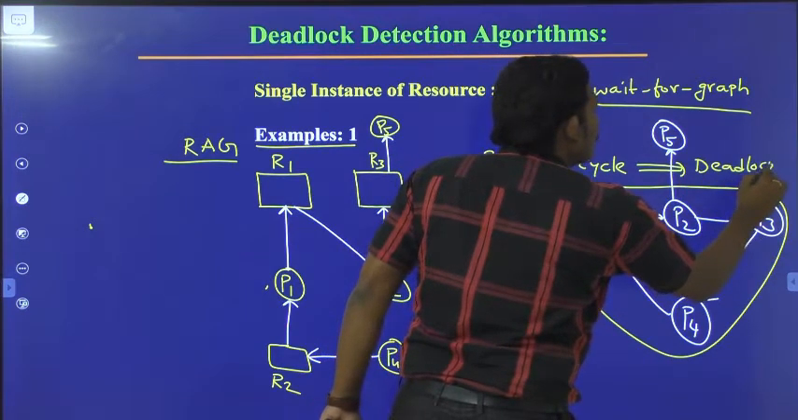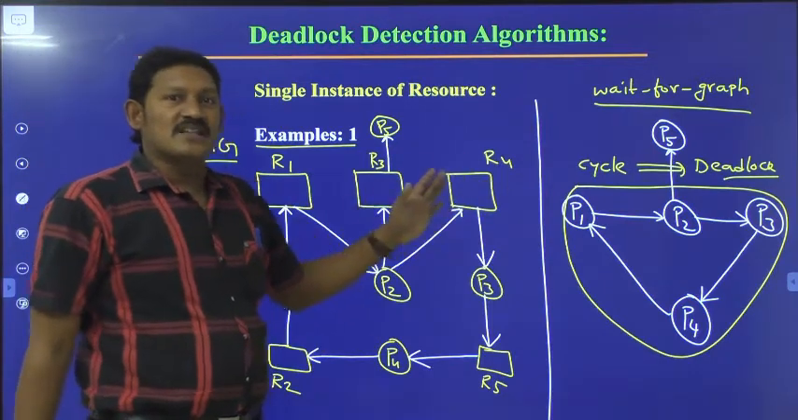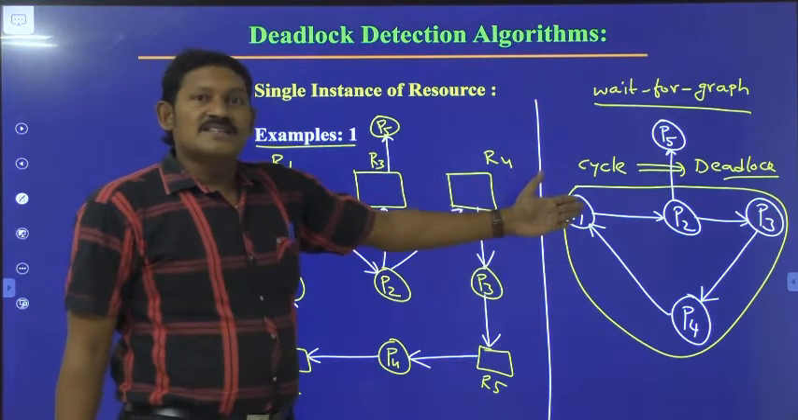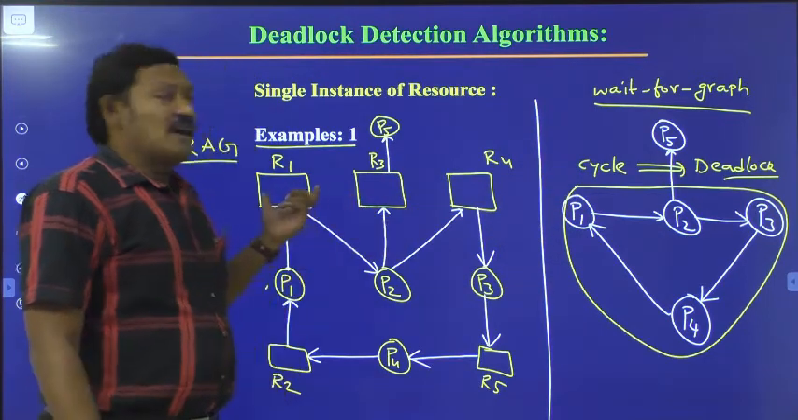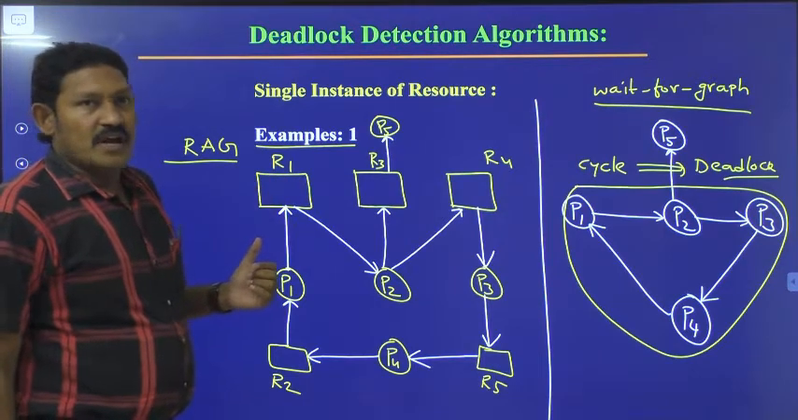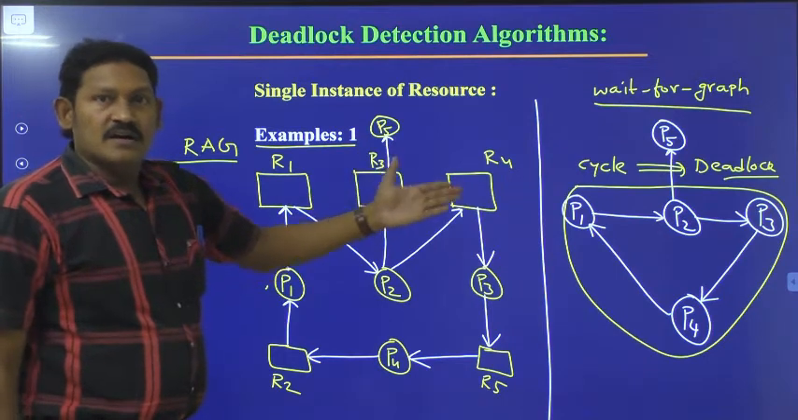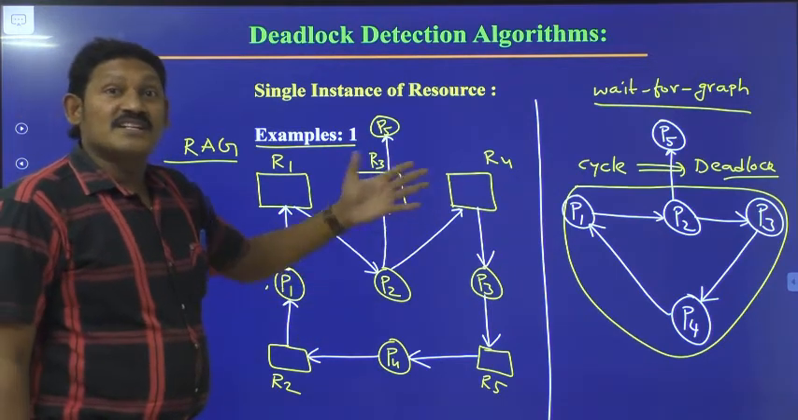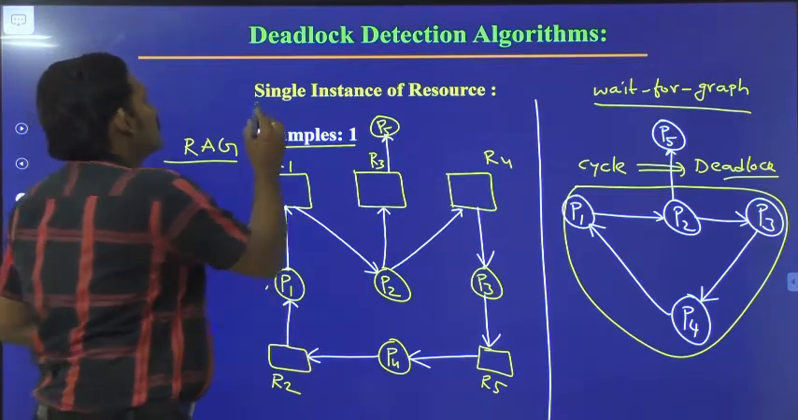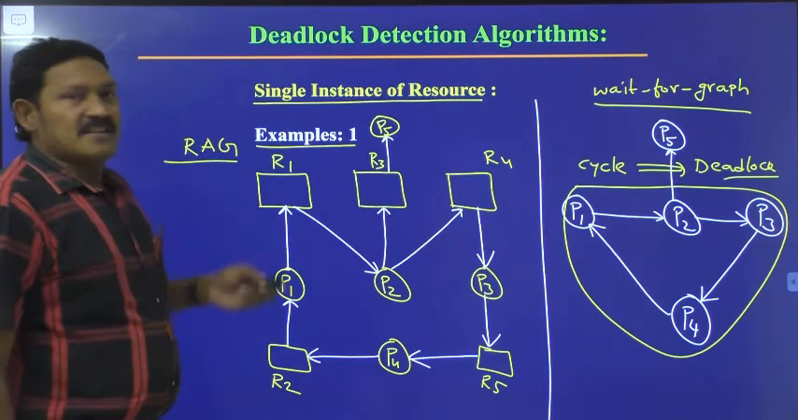Okay. So here, by using the deadlock detection algorithm, we have identified that there is deadlock in the given RAG, resource allocation graph. So this is the way we identify whether deadlock is detected or not, by using the wait for graph in single instance of resources. Now we will go for another example.